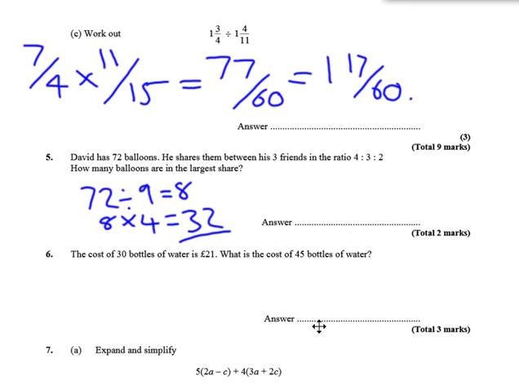For question number 6, we have got Maryam. So we've got the cost of 30 water bottles is £21. Work out the cost of 45 water bottles. So the first thing that Maryam is doing, she's halving it. So if 30 water bottles cost £21, then 15 water bottles cost £10.50. Now that she knows what 15 water bottles cost, she's now going to add the cost of 30 bottles to the cost of 15 bottles. That would work out the cost of 45 bottles.